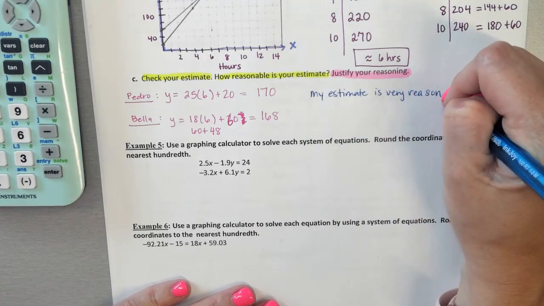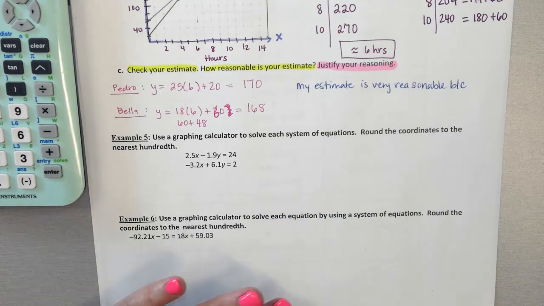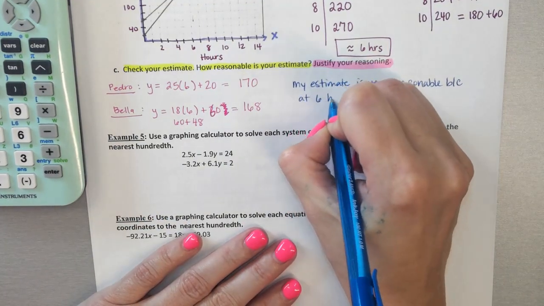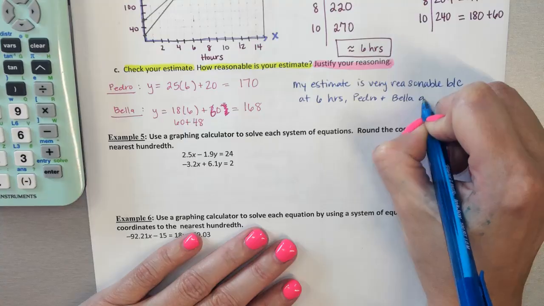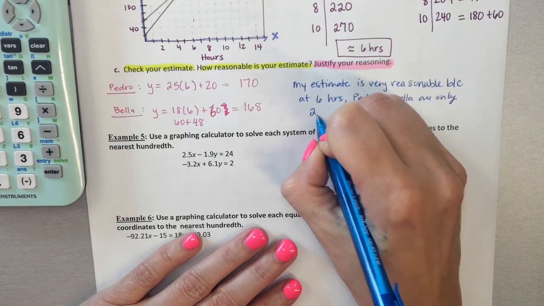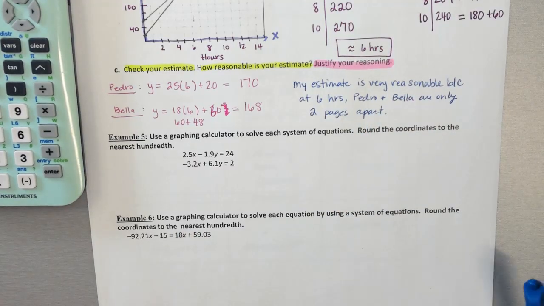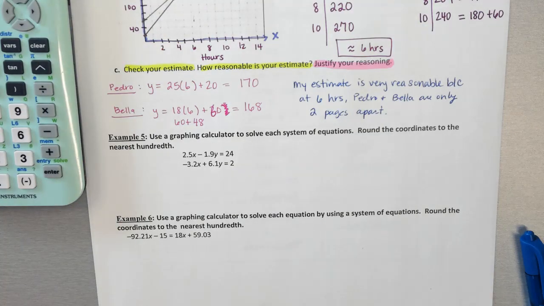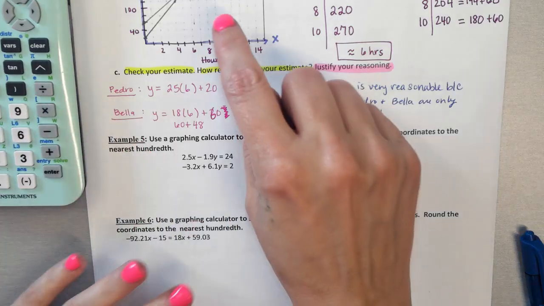because, so I'm just going to put my VC. Okay. At 6 hours, Pedro and Bella are only 2 pages apart. Okay, now we rounded to 6. When I did this before, my graph actually showed more of 5.5, and I plugged that in, and I was only 1.5 pages apart.